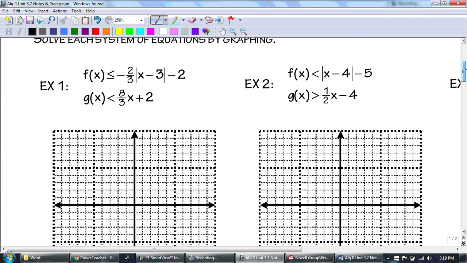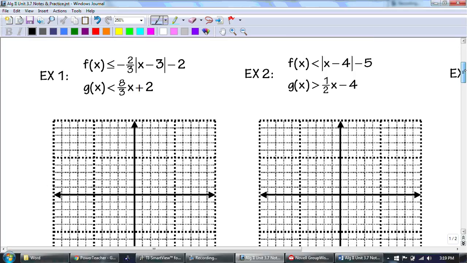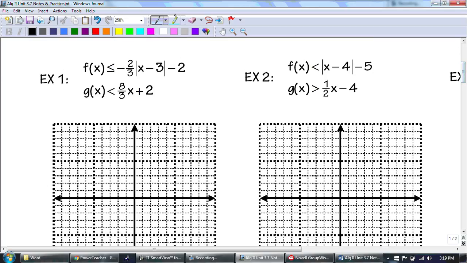Solve each system by graphing. Now, I'm only going to look at the first one. The first thing I look at is my symbol, because that symbol tells me if I'm open or closed, and this one we are closed, and it tells me how to shade. It's less than, so I'm going to shade below.